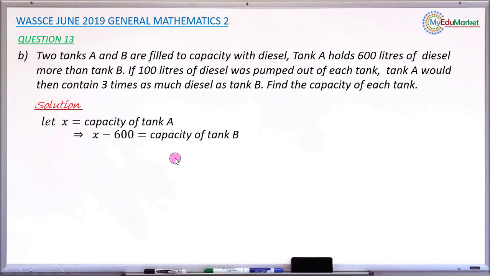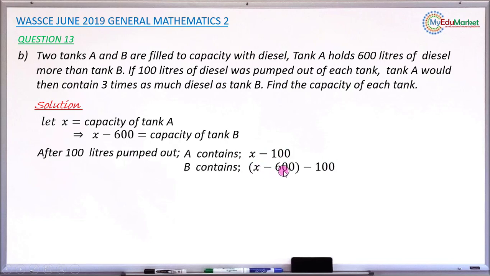So we continue. From these capacities of tank A and tank B, 100 liters each were removed from the two tanks. After removing 100 liters, tank A will now have X minus 100, and tank B will now have X minus 600, that is its capacity, then minus 100. Simplifying this further gives X minus 700. This is the amount of diesel after removing 100 liters from tank B, and X minus 100 is the amount after removing 100 liters from tank A.